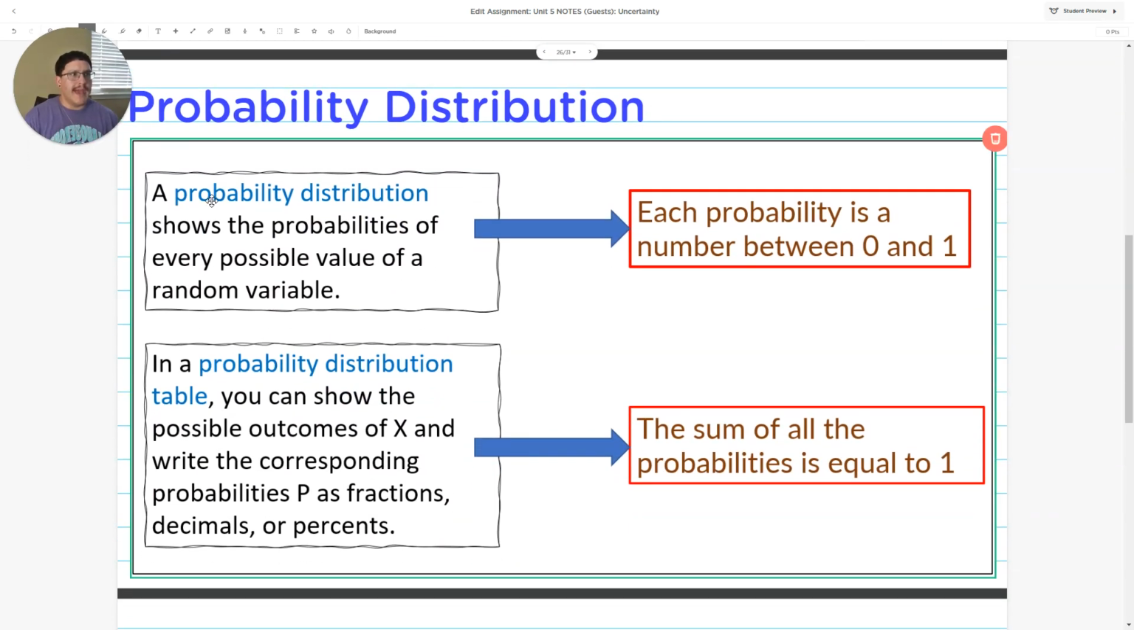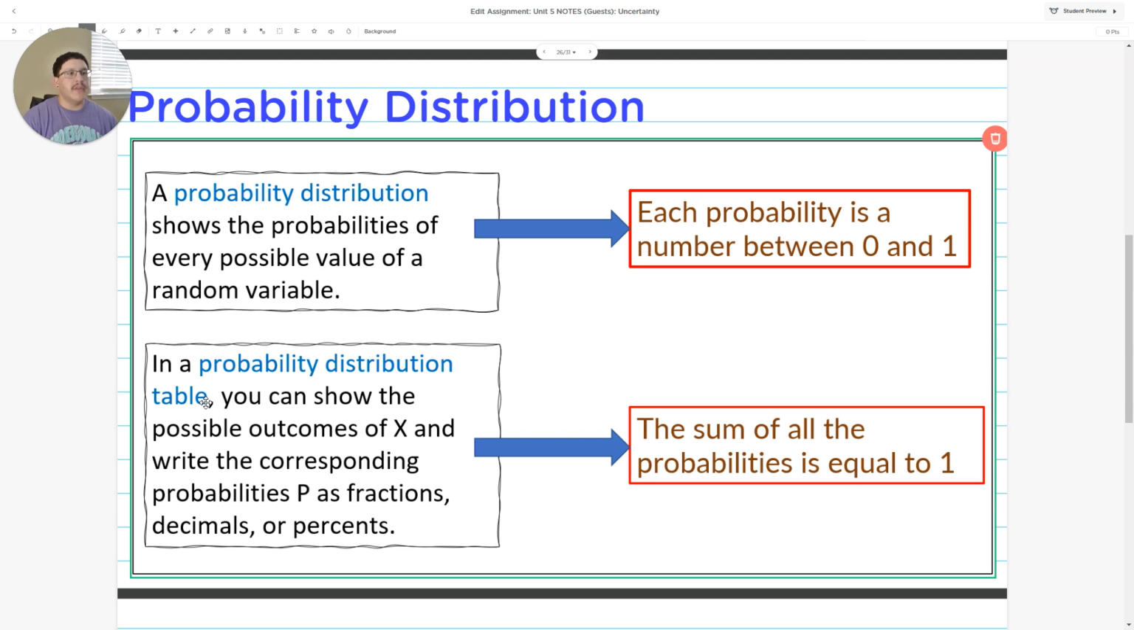Probability distribution. A probability distribution shows the probabilities of every possible value of a random variable. Each probability is a number between 0 and 1. So for example, 1/2, 3/4, 1/8, 4/8, 5/8, 0.17, 0.106, 0.98, 50%, 51%, 48%, 99%. Those are all examples of numbers between 0 and 1.